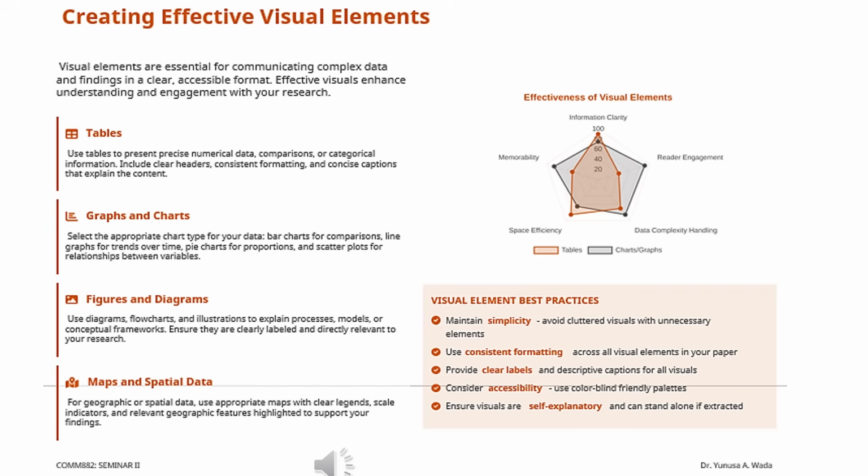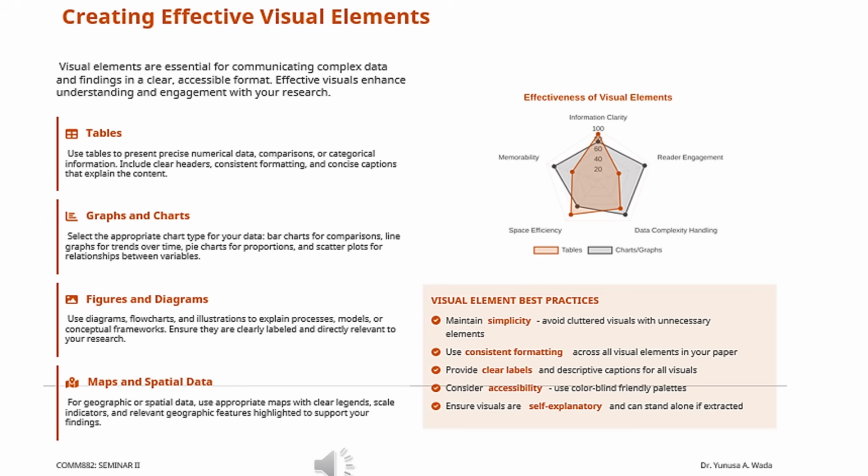Here you ensure to include clear headers, be consistent with formatting, and concise captions that explain the content. Then we have figures and graphs. Here you select the appropriate chart type for your data. For instance, bar charts can be used for comparisons, then line graphs for trends over time, pie charts for proportion, and scatter plots for relationship between variables.